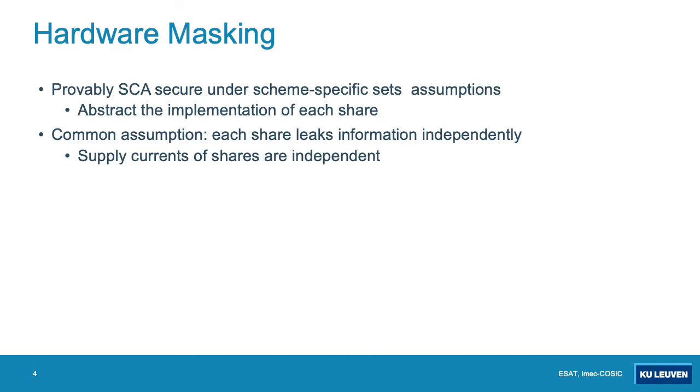The exact sets of assumptions vary among different schemes, but the one assumption that is required for all of them is called the independence assumption. That is, that all shares leak information independently. In our case, this means that the supply currents of each share are independent of one another.